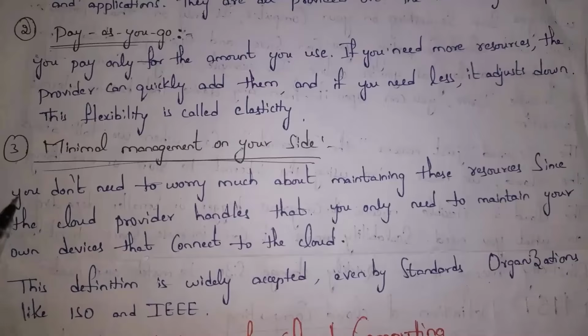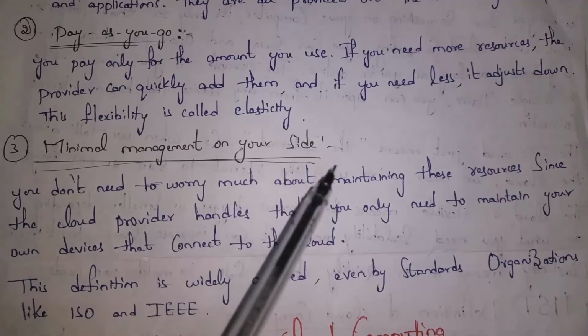And third one is minimal management on your side. Guys, for example, I took one server for rent in AWS. In that server, I will store some important files, and it is the cloud provider's responsibility to maintain your server perfectly. If there is any problem with your server, it is their responsibility, not your responsibility. And you don't need to worry about maintenance. Your server is maintained by the cloud provider. You don't need to worry much about maintaining these resources.